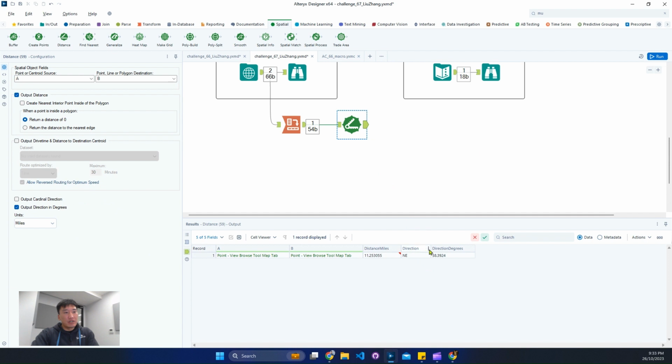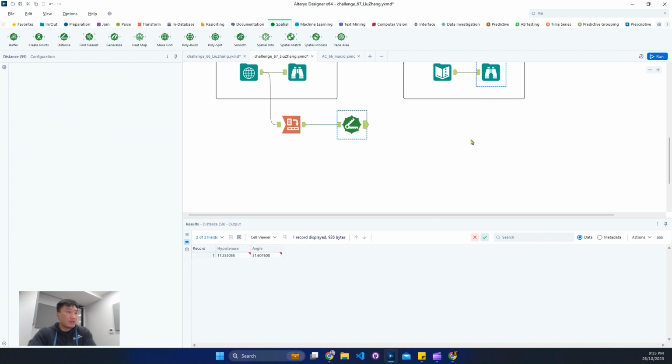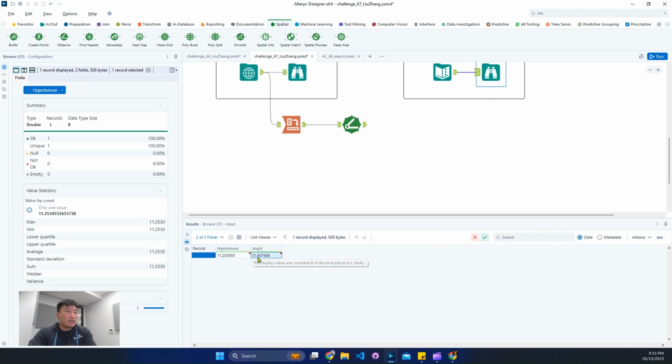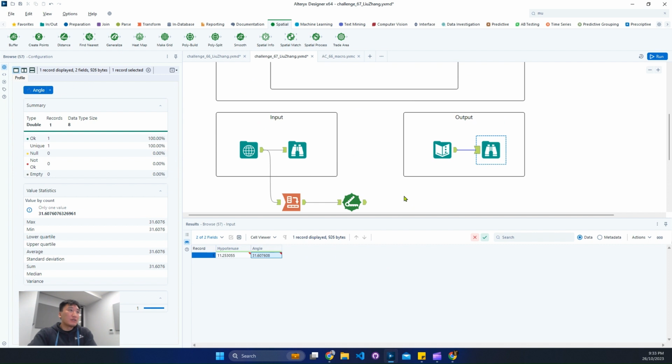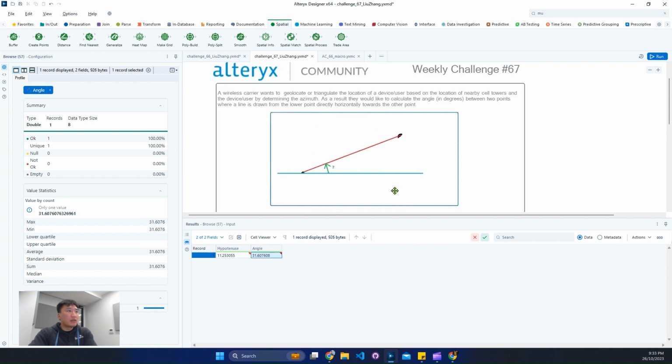Yeah, we look at the directions. You can see that the degree is 58.4 degrees. And the distance is in miles, 11.25. So they probably did it from north, like a bearing. They kind of took the angle between the two points, where the line is drawn, and the lower point. Yeah, I feel like they did things the wrong way around. Did they?